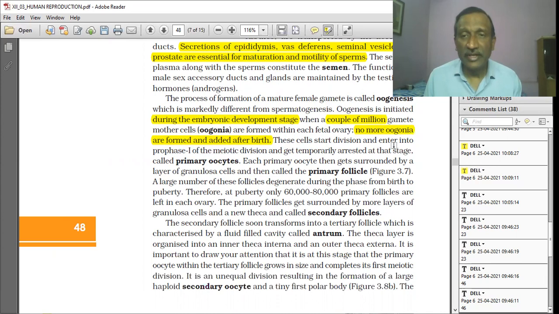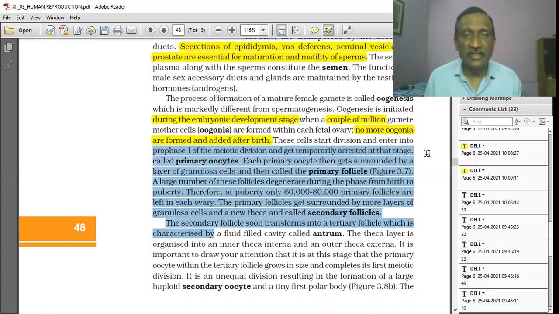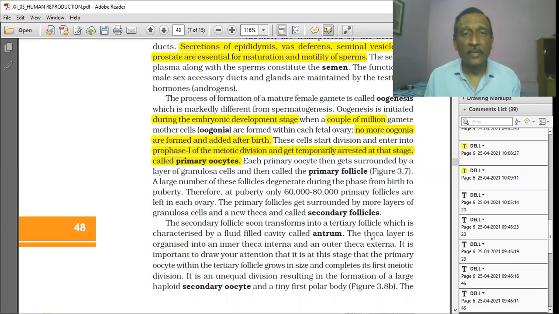These cells start division and enter into the prophase 1 of meiotic division and get temporarily arrested at this stage, called primary oocyte. Where have these cells stopped? Primary oocyte, meaning they got stuck at prophase 1 of the first meiotic division. In spermatogenesis, we have studied the primary spermatogonia undergoes two meiosis continuously, one after the other. First meiotic division and second meiotic division. In the first meiotic division, the number of chromosomes is reduced to half, and in the second it is maintained the same.